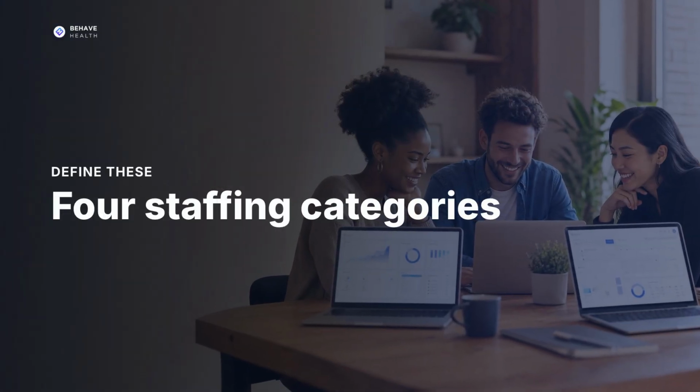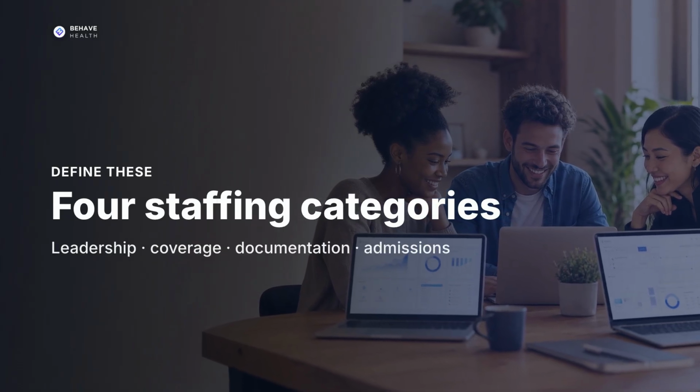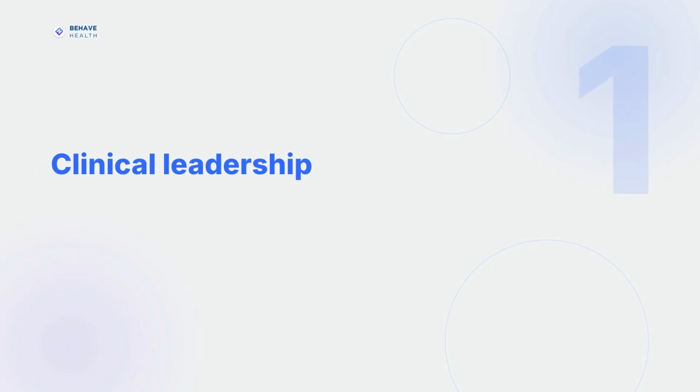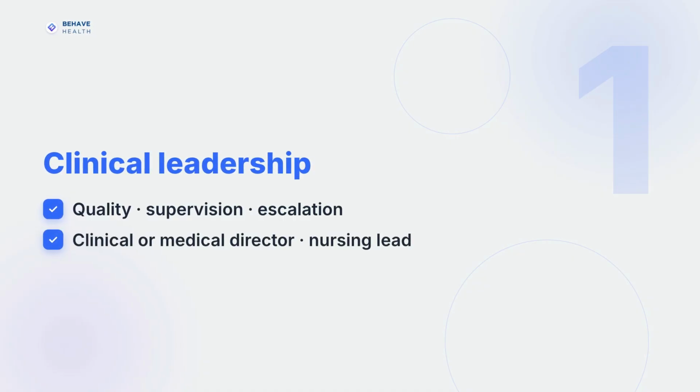Next, the 4 staffing categories most operators need to define. Here they are. 1. Clinical leadership. Who owns clinical quality, supervision, escalation, and scope of practice control? That may be a clinical director, medical director, or nursing lead, depending on the program.